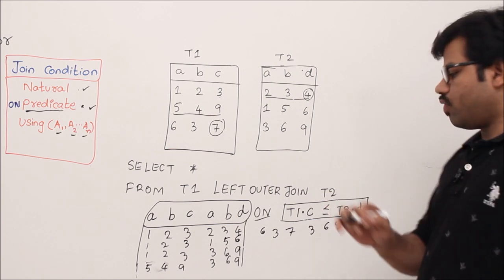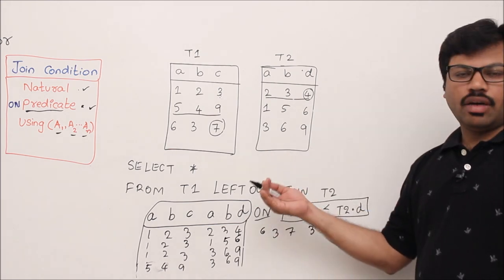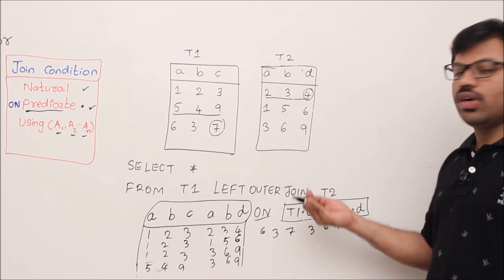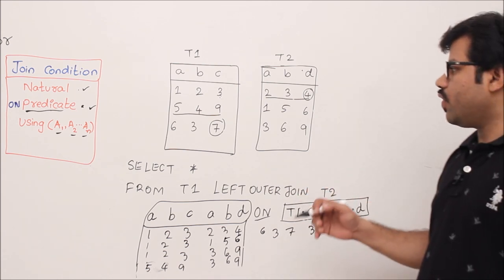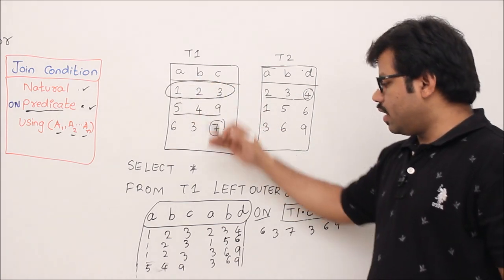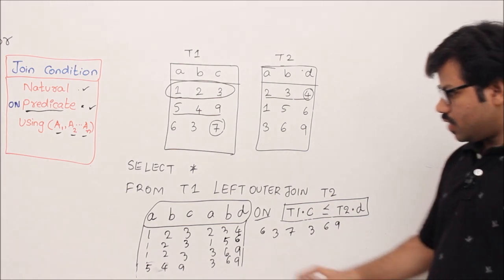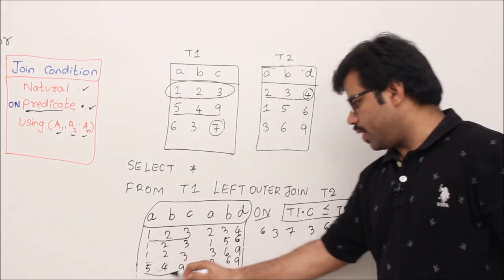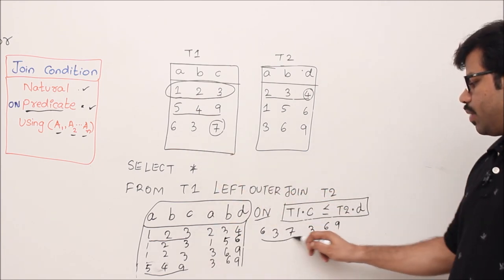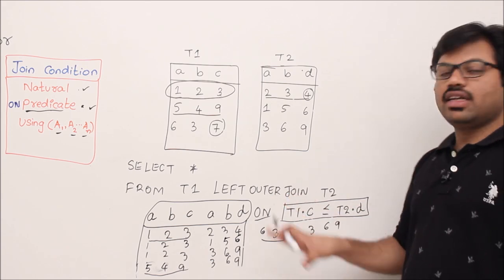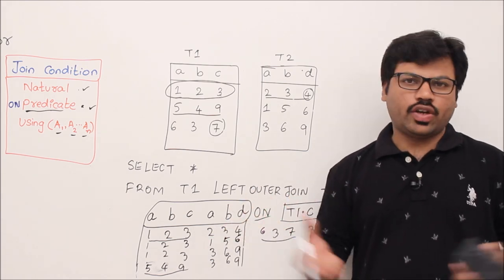So this is the output of just join, right? Join followed by condition. But what is special in left outer join? In left outer join, if any tuple does not participate in the join, we add it. Let's focus. 1, 2, 3 participated. 5, 4, 9 participated. 6, 3, 7 participated. Nothing to add. Don't add anything. So here the result is simply an inner join, correct?